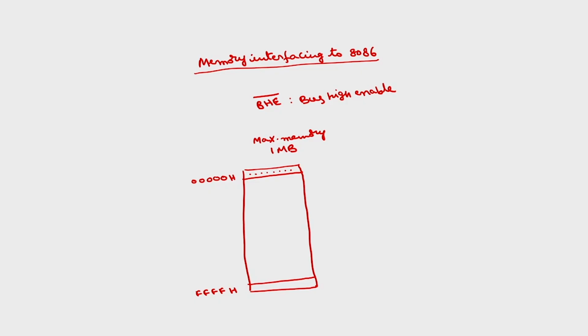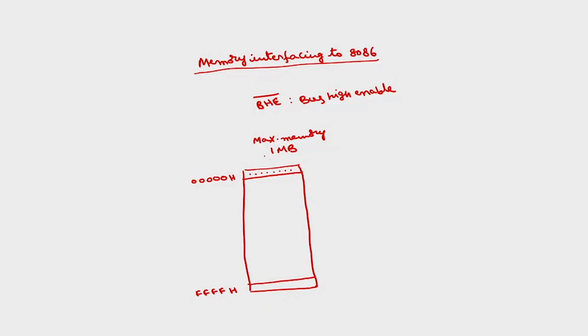So in order to get the 16 bits of the data in a single clock cycle, we have to divide the memory into banks. We have to divide this 1 megabyte into 2 halves. 1 megabyte is nothing but 1024 kilobytes. So half of this will be 512 kilobytes each. So we will be having memory banks.